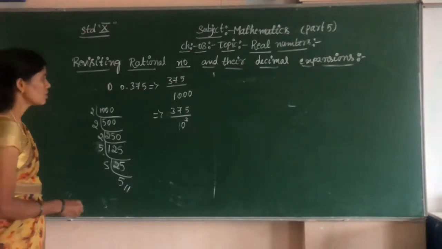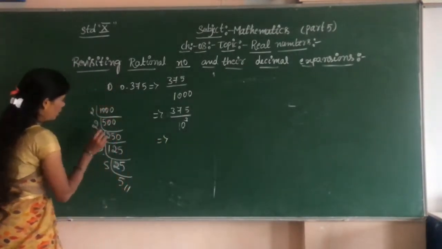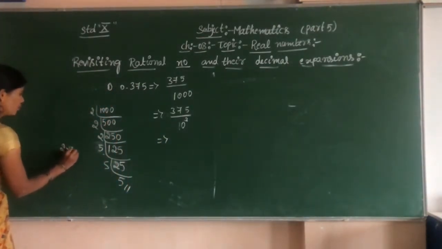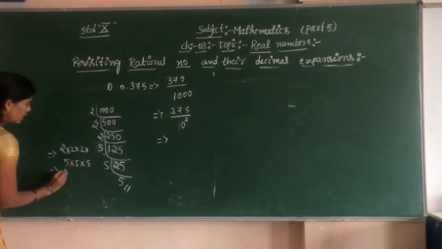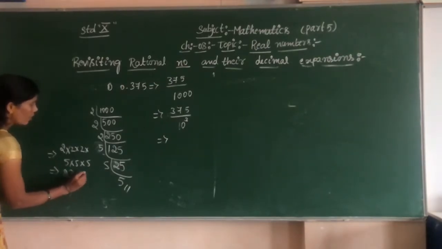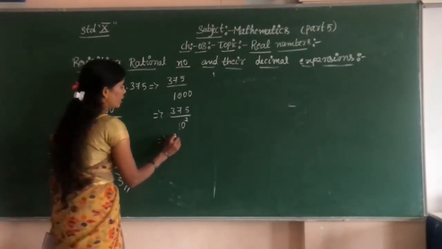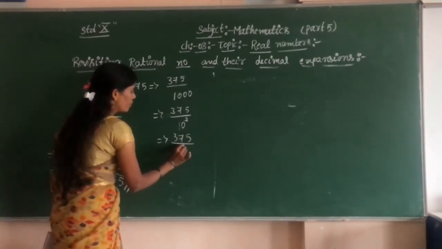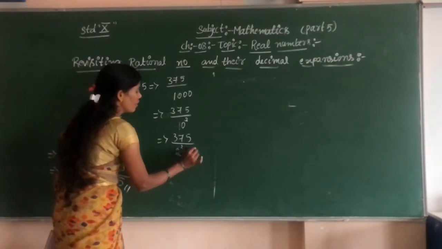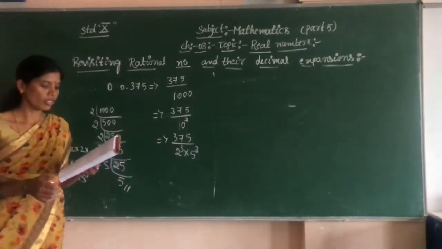Okay children, so you should write here 2 into 2 into 2 into 5 into 5 into 5. That is 2 to the power of 3 into 5 to the power of 3. So 3 by 7 by 2 to the power of 3 and 5 to the power of 3. Okay children, you should see that.